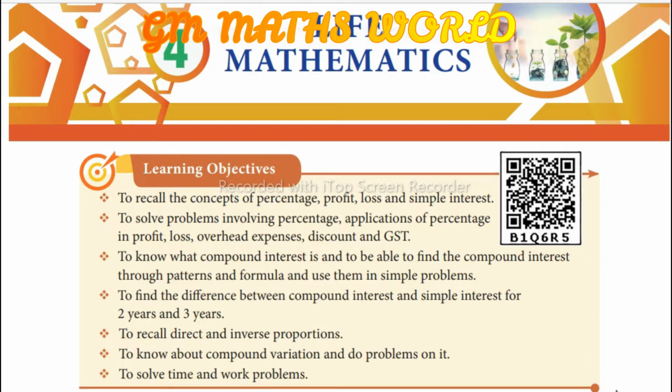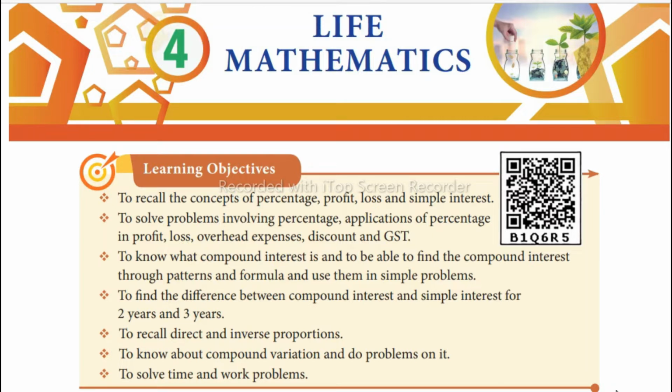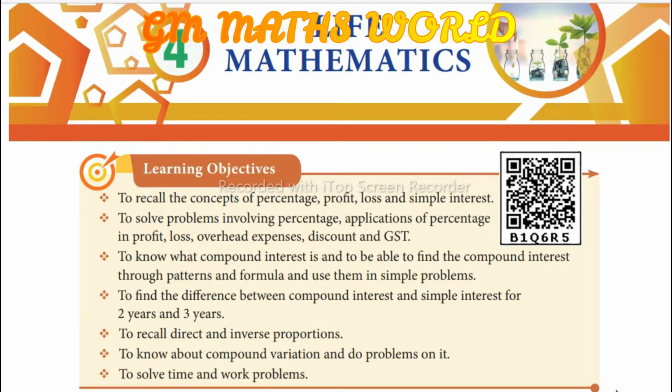Chapter 4, Standard 8, Life Mathematics. Learning outcomes: to recall the concept of percentage, profit, loss and simple interest to solve problems involving applications of percentage in profit, loss, overhead expenses, discount and GST; to know what compound interest is and to be able to find the compound interest through patterns and formula and use them in simple problems; to find the difference between compound interest and simple interest for 2 years and 3 years; to recall direct and inverse proportions, to know about compound variation and do problems on it, to solve time and work problems.